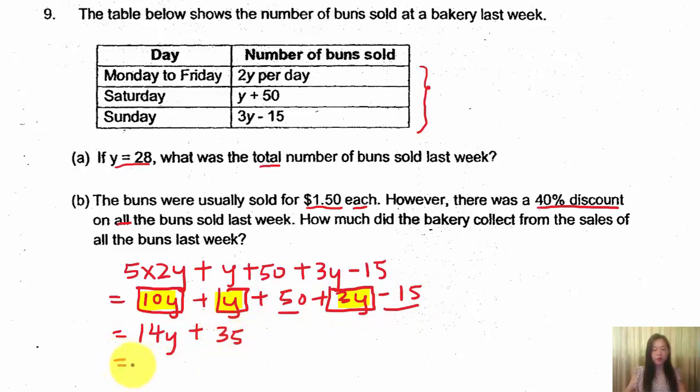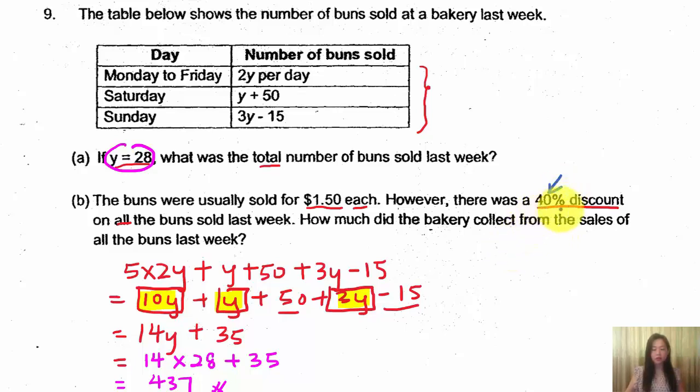Then the next thing you can do will be substituting y equals 28 into the equation here. So 14y means 14 multiplied by 28 plus 35, and the answer will be 437 buns. So this bakery shop is going to have a 40% promotion.